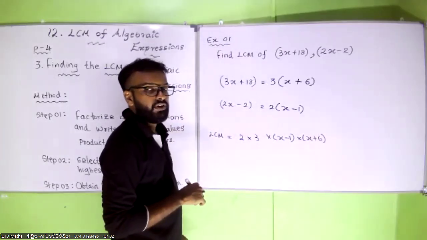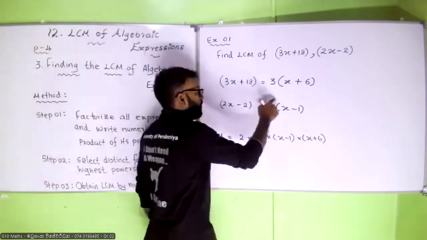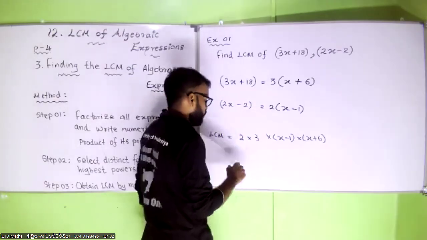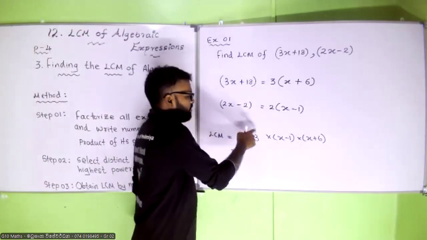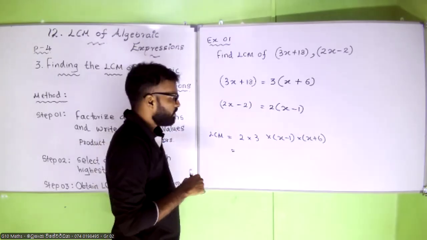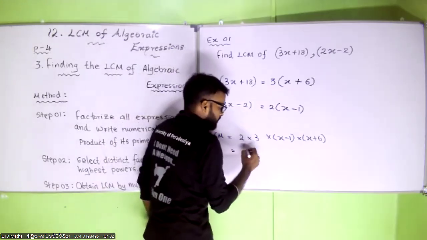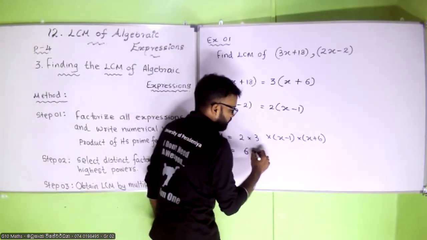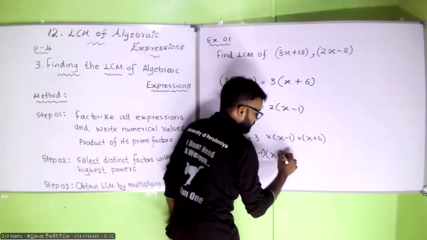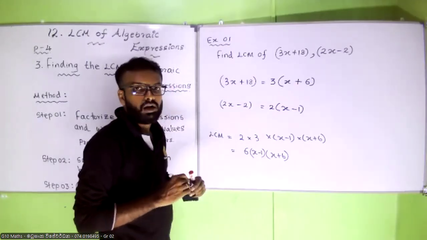These are the 3 distinct factors we have. What about the powers? 2 to the power 1, 3 to the power 1, x to the power 1. All are power 1, so no need to worry at all. All of them are power 1. That is the highest power. So for each and every factor, 2 times 3, 6. Done. x minus 1, bracket, x plus 6. This is the LCM. Done.